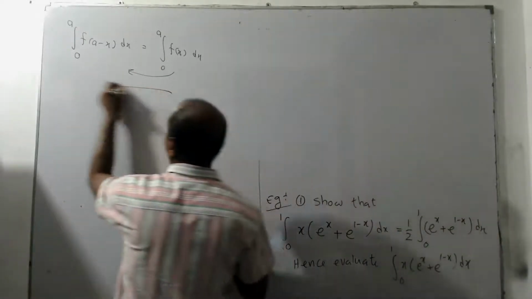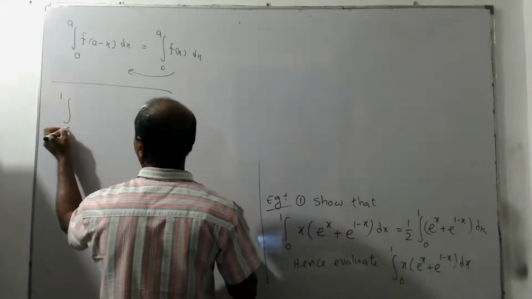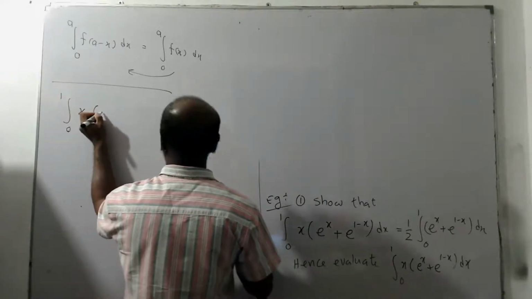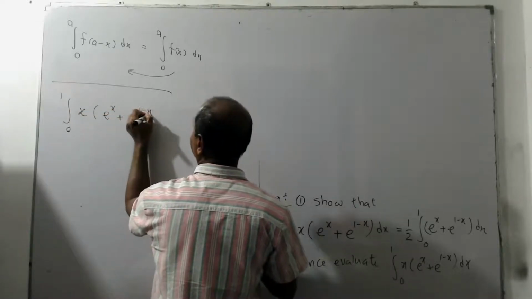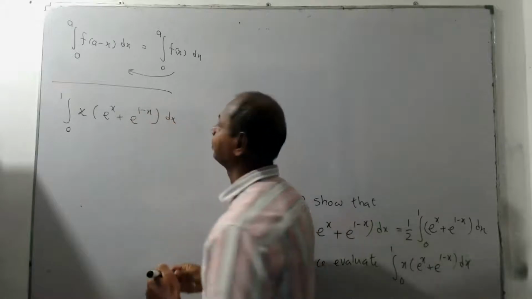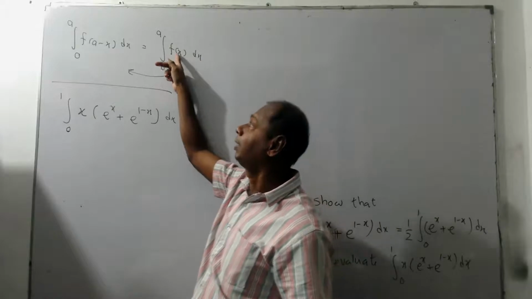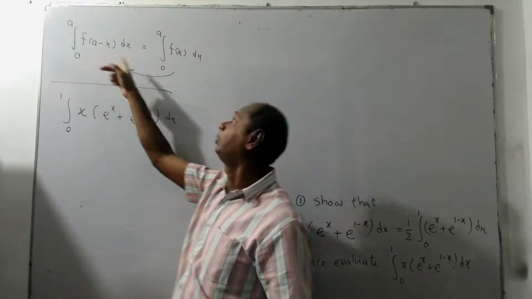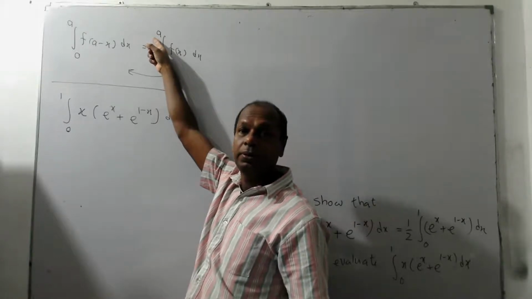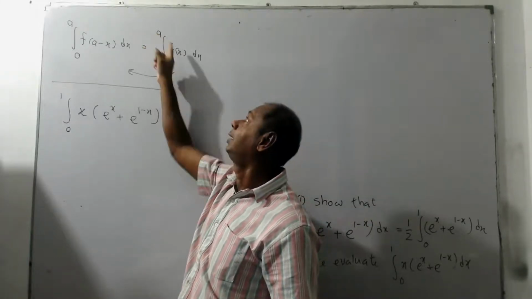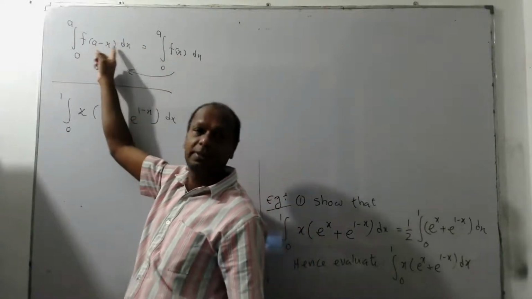Now the question is the integral from 0 to 1 of x times (e^x plus e^(1 minus x)) dx. The theorem says if you start from this side, you can replace x by a minus x. We are going to integrate from 0 to a. A is the upper limit, right? That means you can replace x by a minus x.